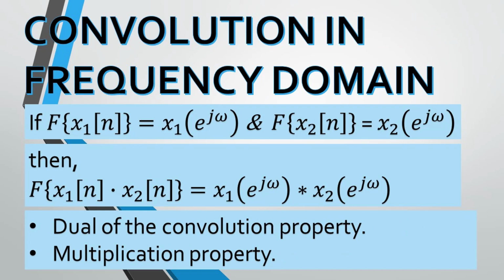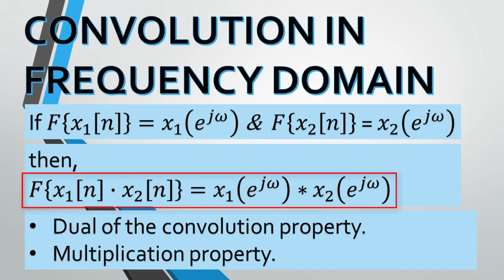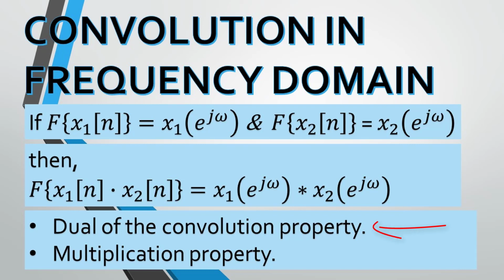Convolution in frequency domain property. This property states that if the Fourier transform of x sub 1 of n is equal to X sub 1 of e raised to j omega, and the Fourier transform of x sub 2 of n is equal to X sub 2 of e raised to j omega, then the Fourier transform of the multiplication of two signals in time domain is equal to the convolution of their frequency. This property is the dual of the convolution property in time domain. This is also called the multiplication property.